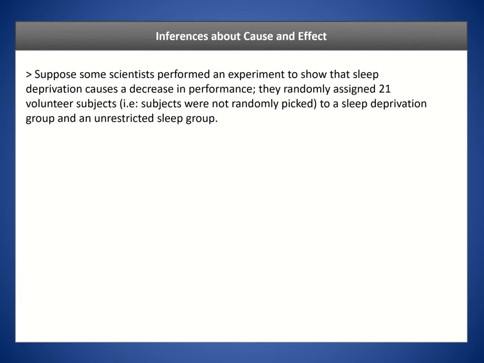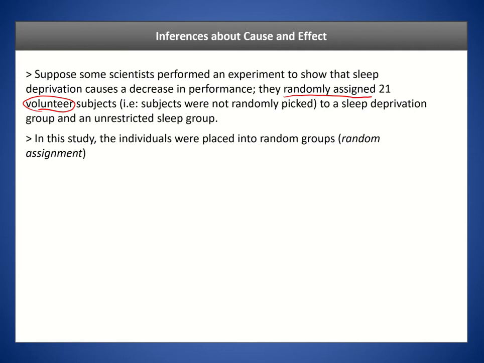So we know that they were placed into random groups, because it says that they were randomly assigned. However, the subjects were volunteers. So there are two different things going on here. There's this idea of random assignment, but the individuals are not randomized. The sample is not randomized. So in this study, we have random assignment.